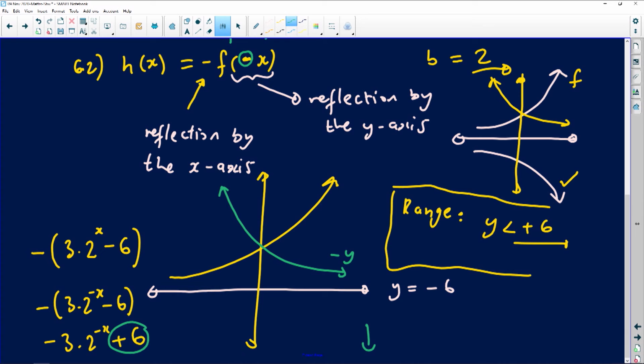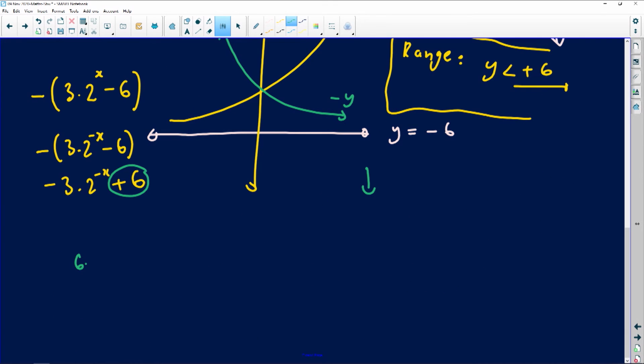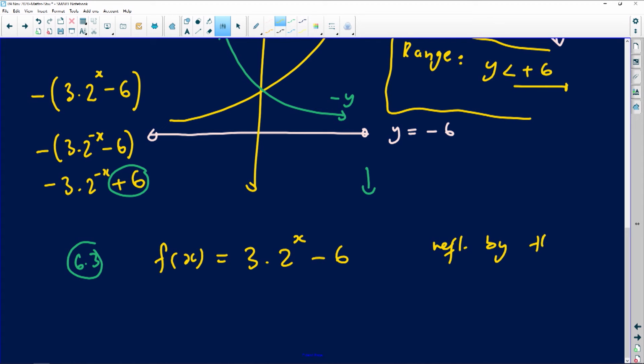Suppose they wanted you to do the reflection by the line y equals x. How would that look if they wanted us to reflect this graph by the line y equals x? So let's go back to f of x. f of x, which is an exponential graph, has the equation 3 times 2 to the power of x minus 6. What do we want to do? We want to reflect it by the line. What line are we talking about? The line y equals x. Now, what's the other way of saying this? Reflect something by the line y equals x. The other way of saying that is just to say find the inverse of the graph of f of x.